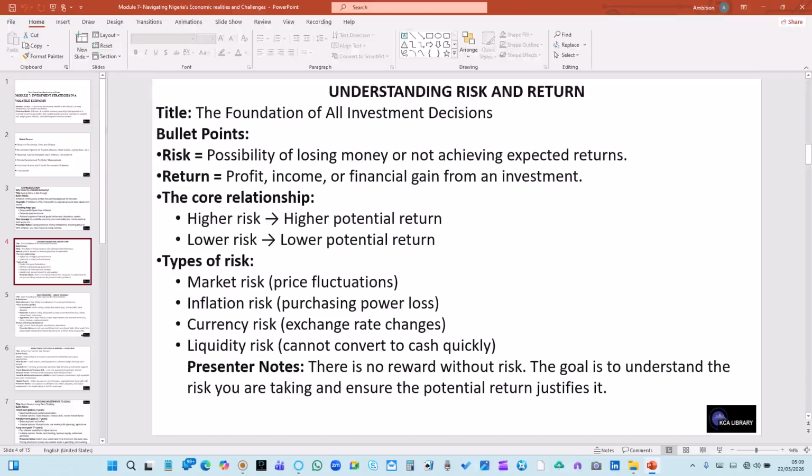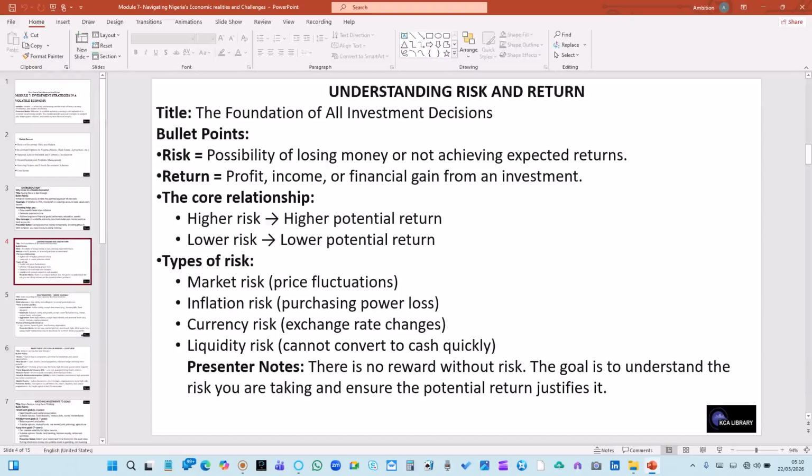Risk is equal to the possibility of losing money or not achieving expected return. Return, on the other hand, is equal to profit, income, or financial gain from an investment. The correlation between them is that higher risk is tantamount to higher potential return. Then lower risk results in lower potential return.